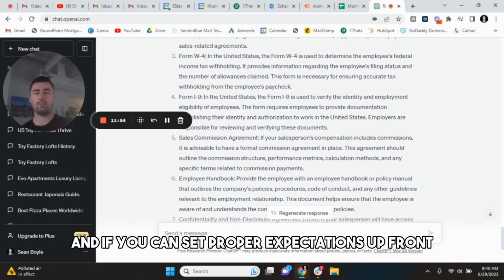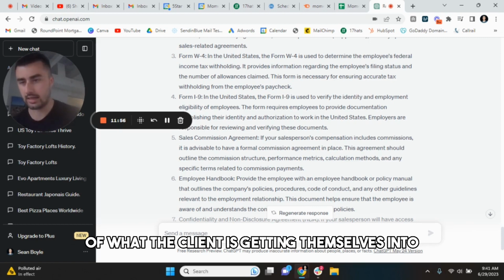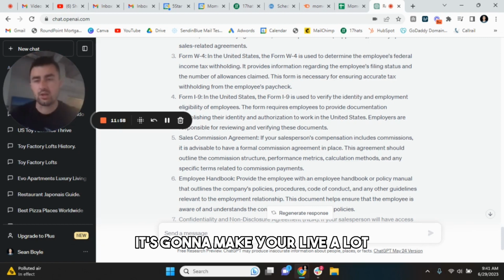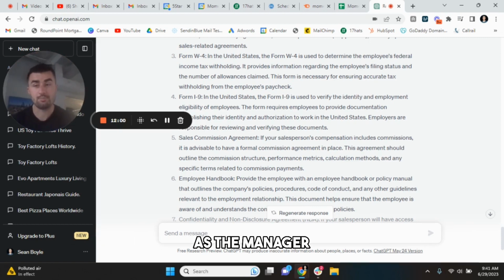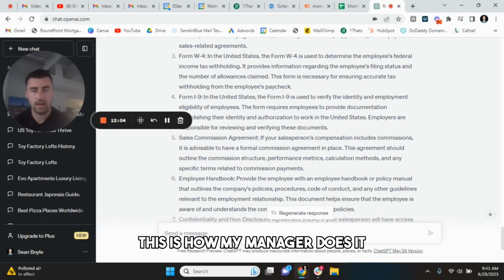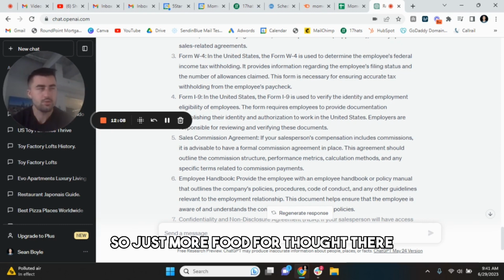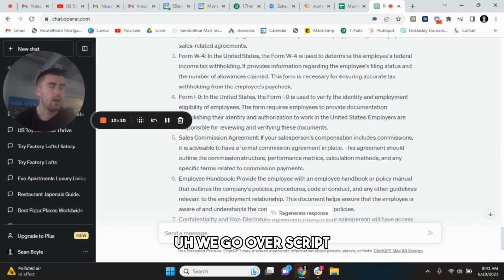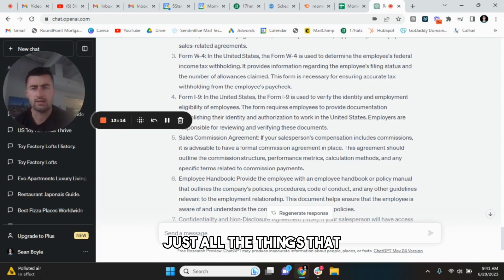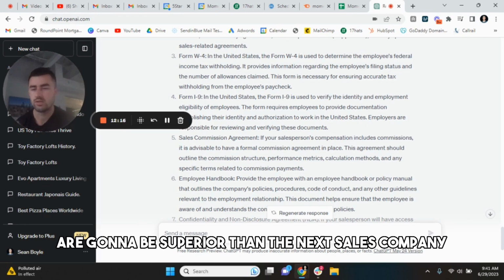And if you can set proper expectations up front of what the client is getting themselves into, it's going to make your lives a lot easier as the manager to understand, okay, this is how Sean does it. This is how my manager does it, sales director, whatever. So just more food for thought there. We go over scripts, software, tonality, just all the things that technically are going to be superior to the next sales company.